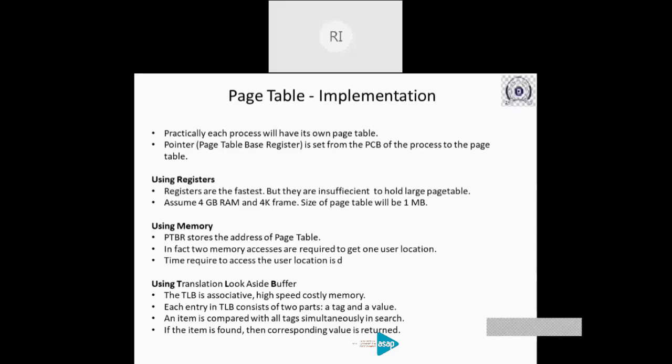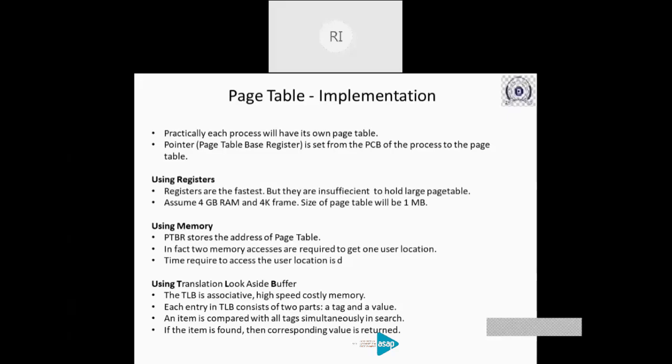So that's why nowadays we use a separate storage mechanism, which is called translation look aside buffer (TLB), for storing the page table. TLB is associative memory. It is high speed memory, but a costly memory. So we have only a limited amount of associative memory to implement TLB.